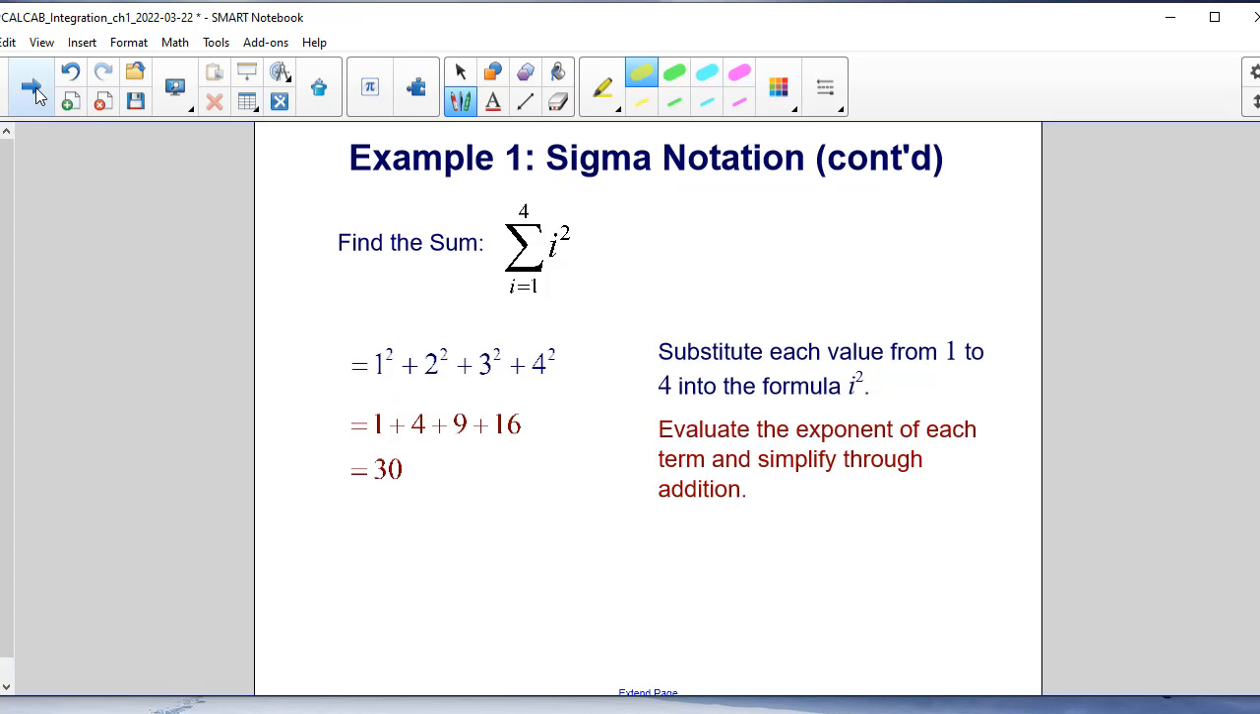Our next step would be to evaluate the exponent of each term and simplify through addition. So you can see 1 squared is 1, 2 squared is 4, 3 squared is 9, 4 squared is 16, so the sum is equal to 30. And that's an example of sigma notation.